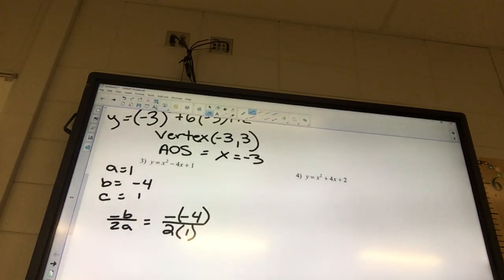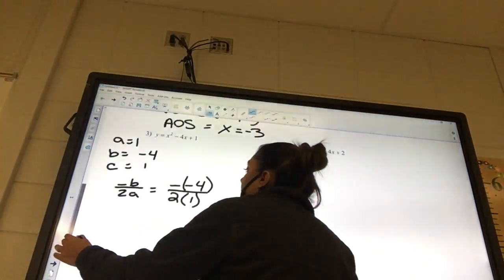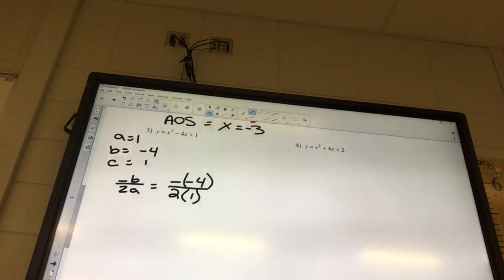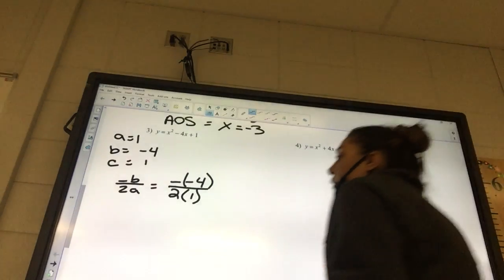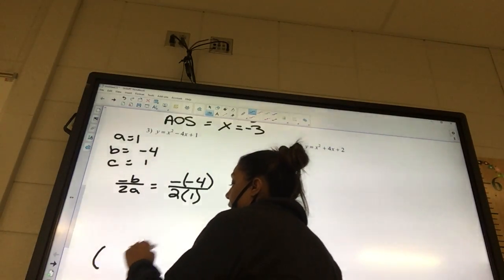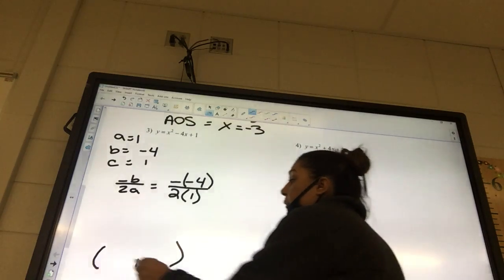What'd you get? -2? Positive 2. So you forgot one of the negative signs. Okay, and what is positive 2? It's part of the vertex. The front part or the back part? The front part.